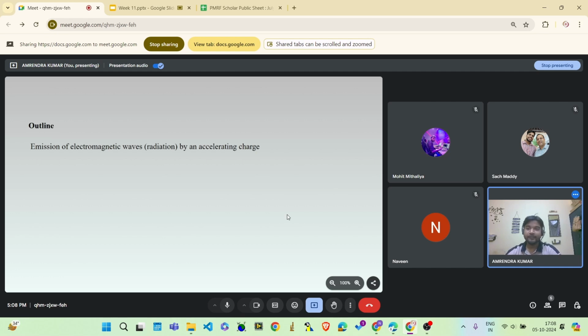Now, this week, we are asking the question: if you have a point charge, let's say Q, moving in this direction, how is it going to emit radiation? What are the conditions under which it is going to radiate an electromagnetic wave? So we will explore that.